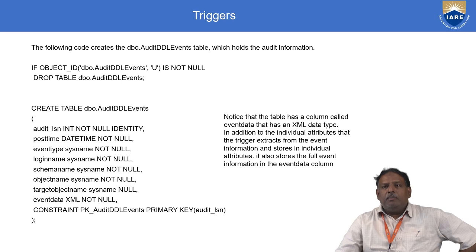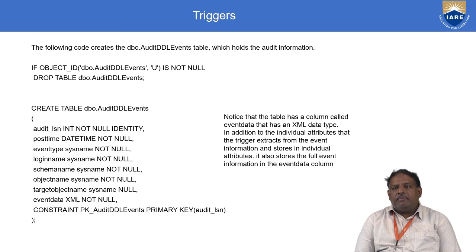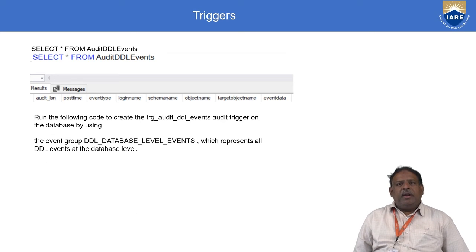Notice the table has a column called event data, which has an XML data type. In addition to the individual attributes that the trigger extracts from the event information and stores in individual columns, it stores the full event information in the event data column. Now I say select star from audit DDL events. I've created this table, so there are no records here.